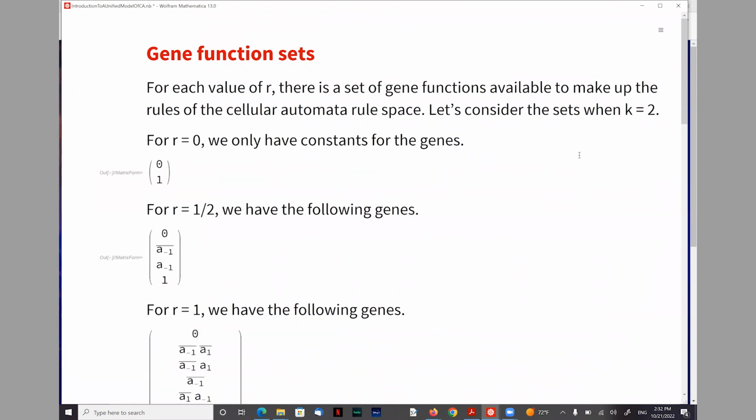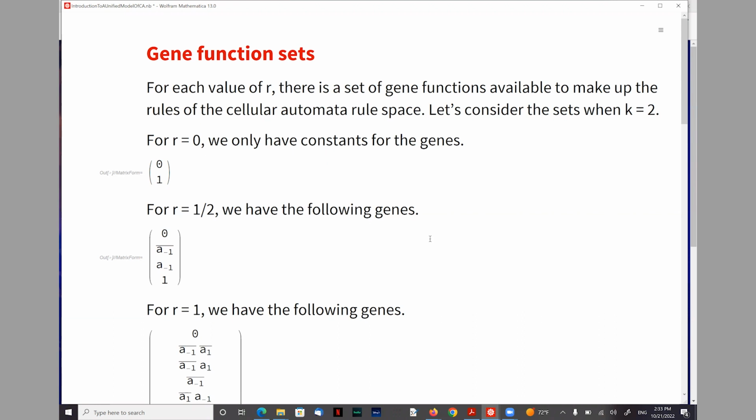So when I did that, we actually had each one of those functions, what I call genes. We can start with r equal to 0, the neighborhood, where 0 means no neighborhood. It's just the cell in the middle. So the genes that you have available are just constants, 0 and 1. There are no input whatsoever except for 0 and 1, which is a sub 0.